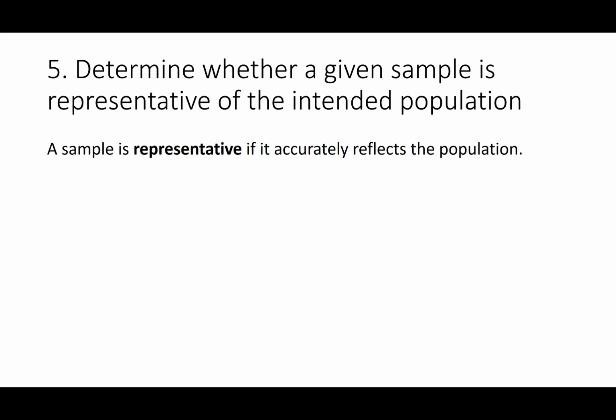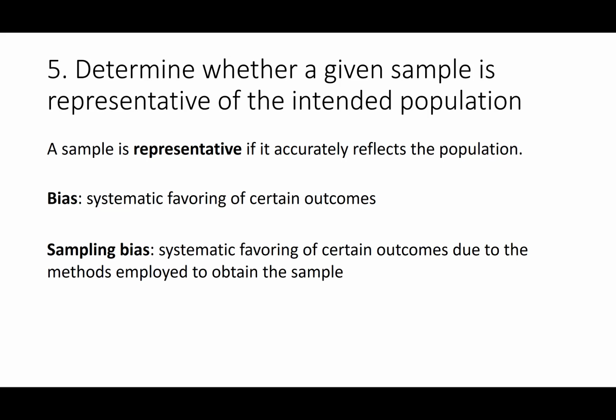A sample is representative if it accurately reflects the population. For example, the characteristics of the sample should match up to the characteristics of the population. If this is not true, then we say that the sample may be biased. Bias is systematic favoring of certain outcomes. The first type of bias that we're going to talk about is sampling bias. This is systematic favoring of certain outcomes due to the methods employed to obtain the sample.